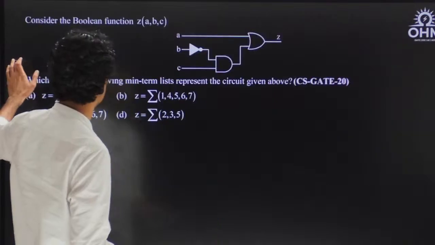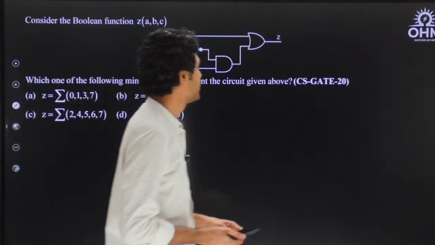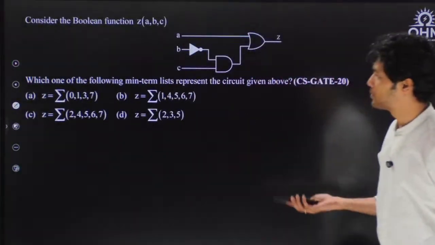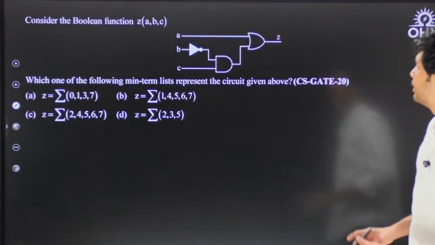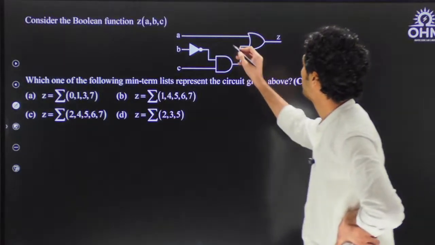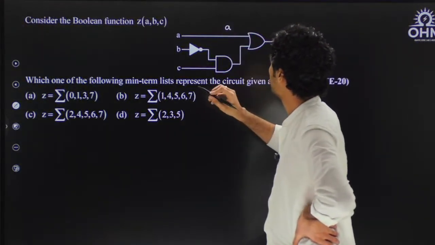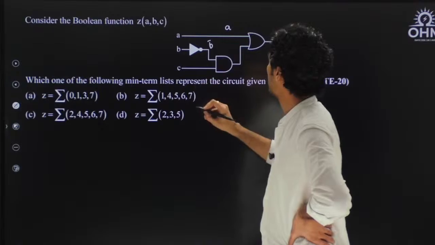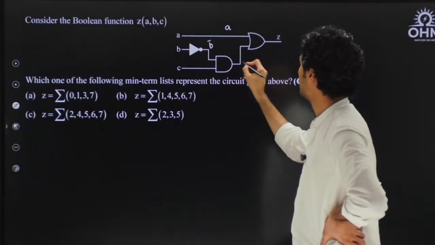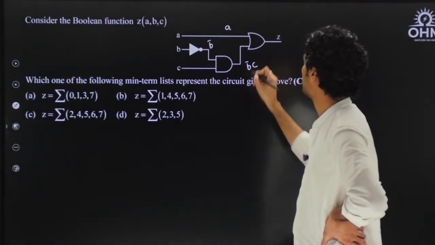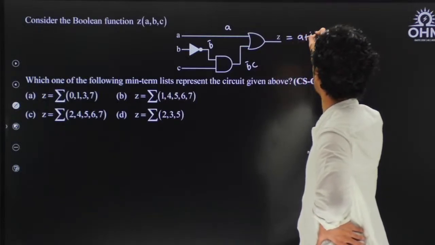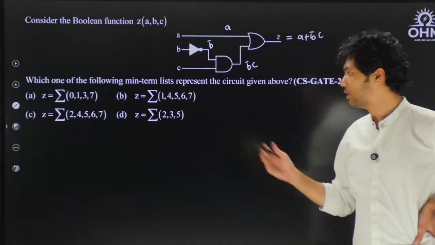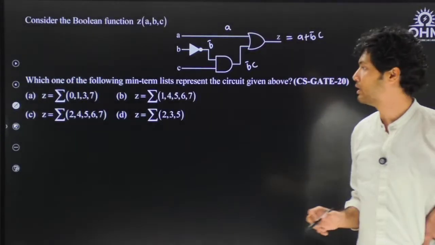Let's go for another problem. Here again, all the options are themselves given in terms of min terms format. Anyway, this is a simple question. A, and this is B bar, given as input to the AND gate, and then this is C. Output of this AND gate is called B bar into C. Then Z is equal to A plus B bar C. That's it. But the only thing is we have to express the answer in terms of min terms format.